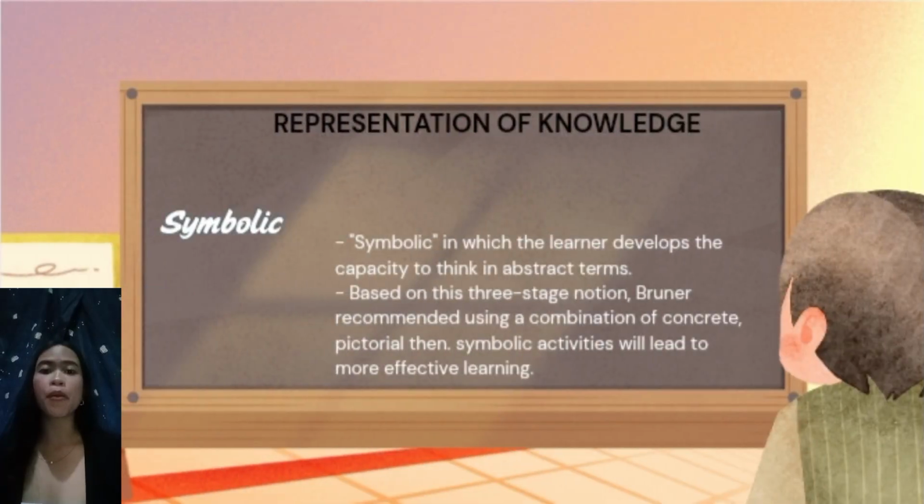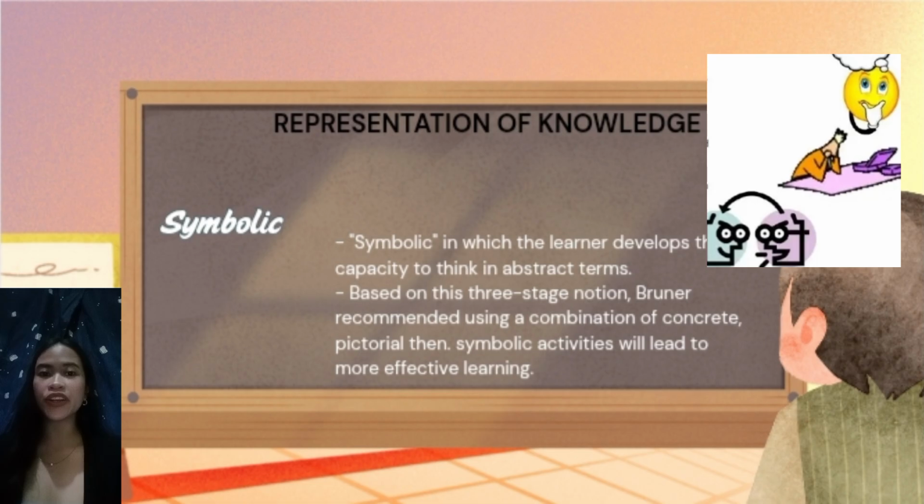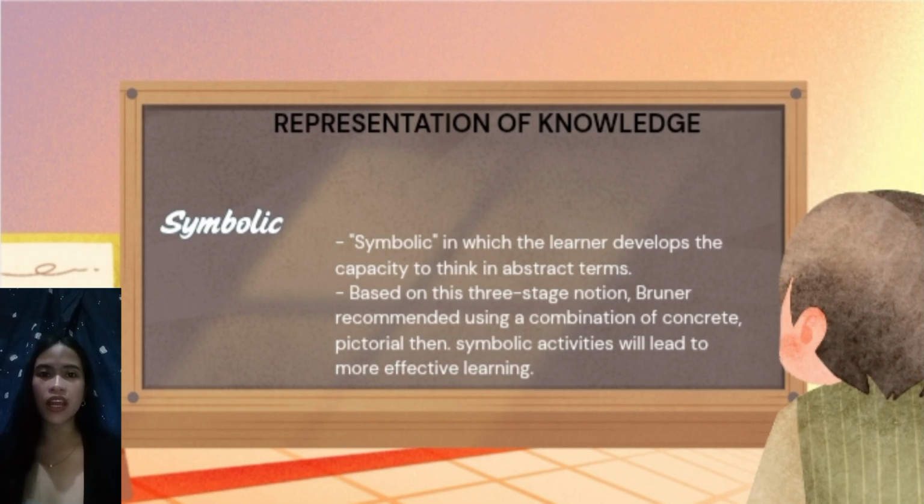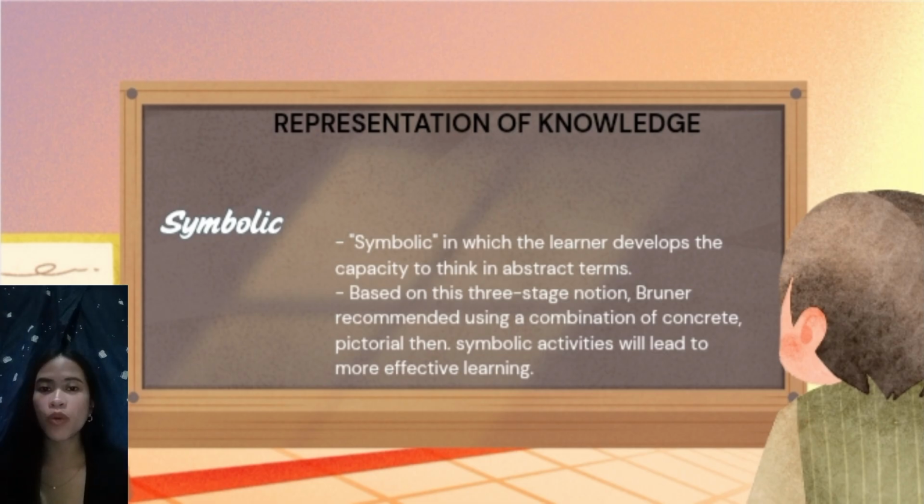So, the third one is symbolic, in which the learner develops the capacity to think in abstract terms. Based on this three-stage notion, Bruner recommended using a combination of concrete, pictorial, then symbolic activities, which will lead to more effective learning. In simple words, symbolic representation is using symbols to think, solve problems, and communicate ideas. We use words, numbers, or signs to represent things, ideas, or concepts.